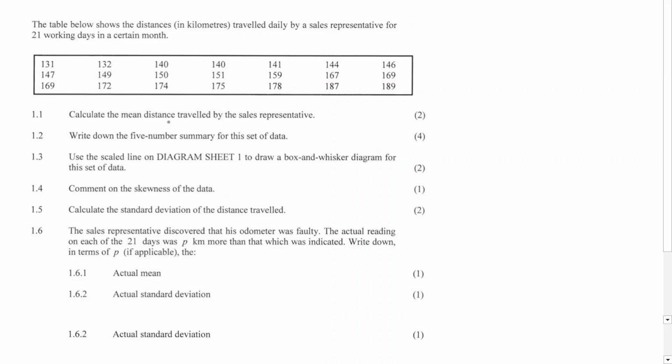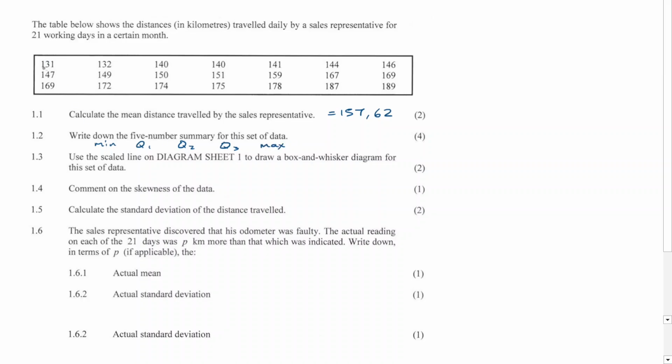So calculate the total distance traveled. You're going to just add up all this information and divide it by the 21 days. And that gives you an answer of roughly 157.62. Write down the 5-number summary. The 5-number summary is made up of the min, the lower quartile, the median, the upper quartile, and the max.